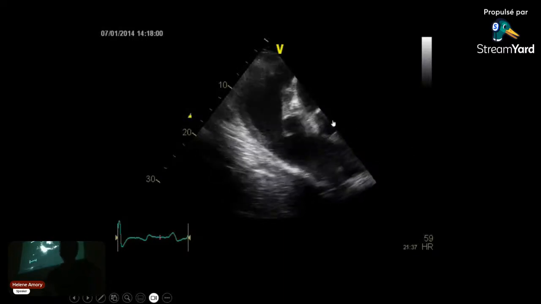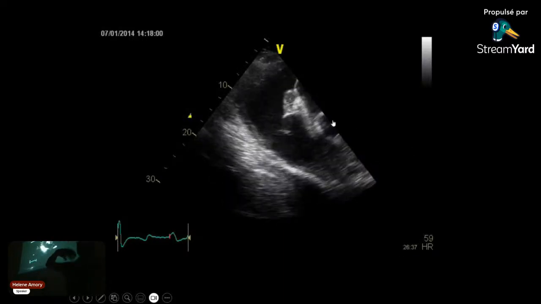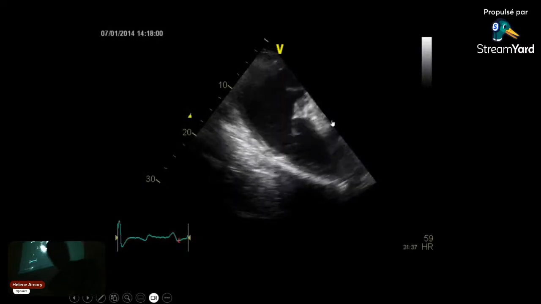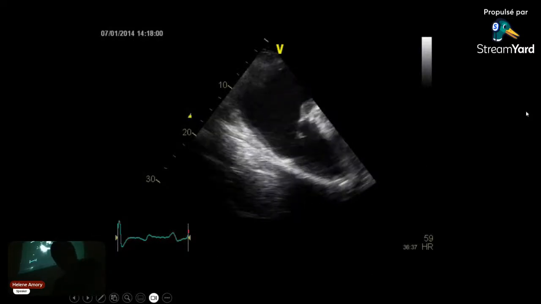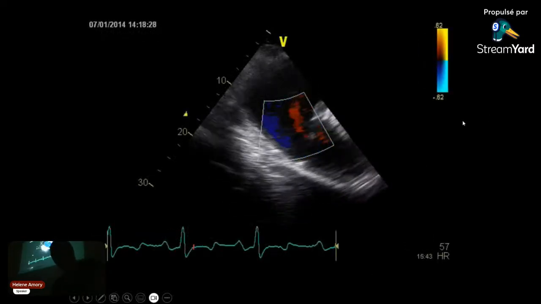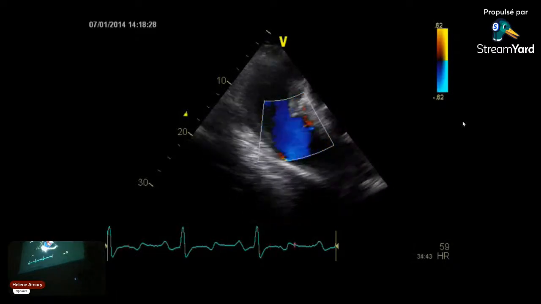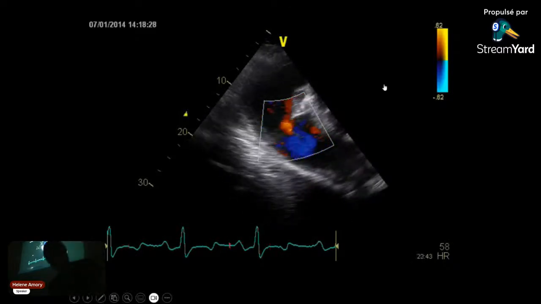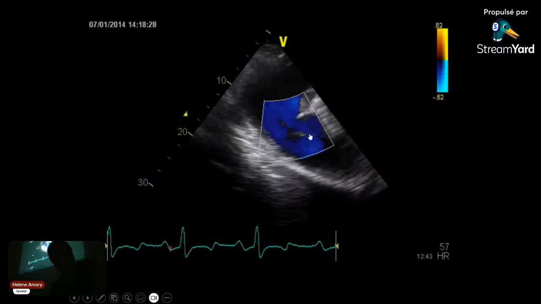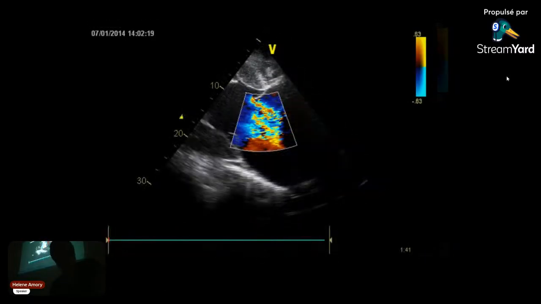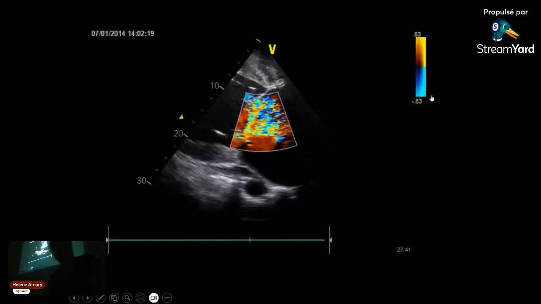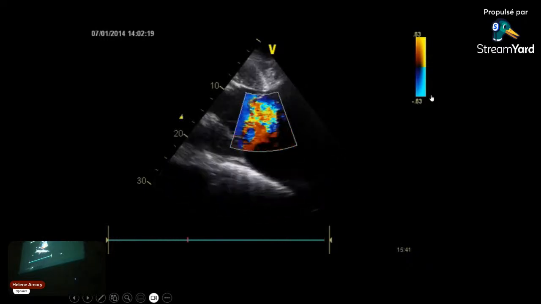Okay. This is the pulmonary artery. Again, the shape of the pulmonary artery is a little bit modified, suggestive of pulmonary hypertension. Okay. This is the pulmonary flow. We have a pulmonary insufficiency. Okay. Here. Okay. Well marked.